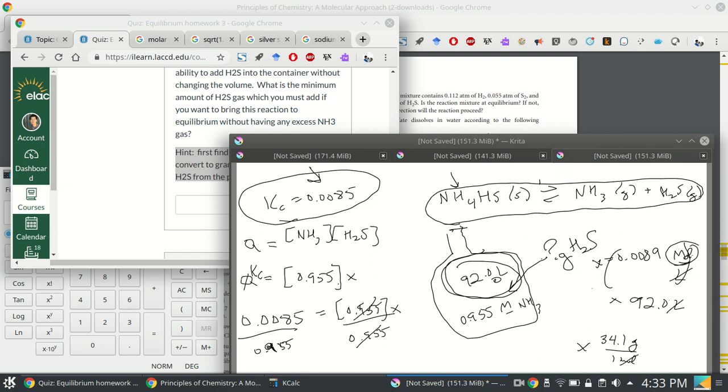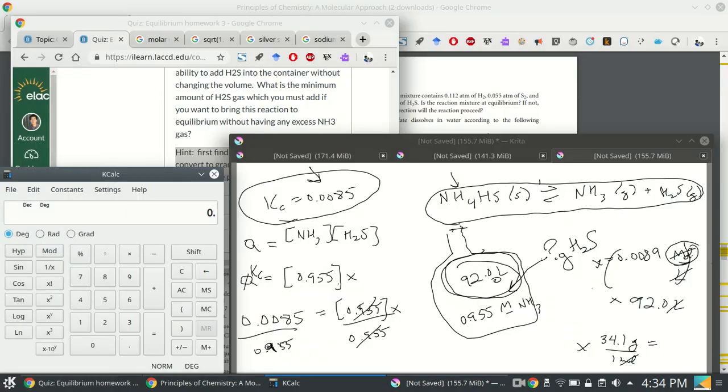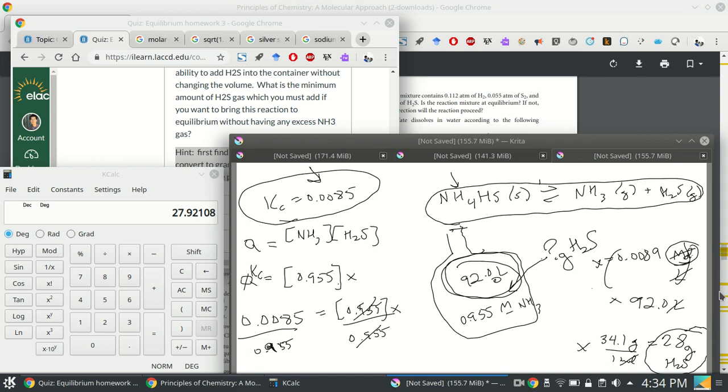So the moles on the bottom cancel with the moles on top, and so the grams are what we have left. So the answer is 0.0089 times 92 times 34.1. The answer is 28 grams. So you need to add 28 grams of H2S, and that is the answer.